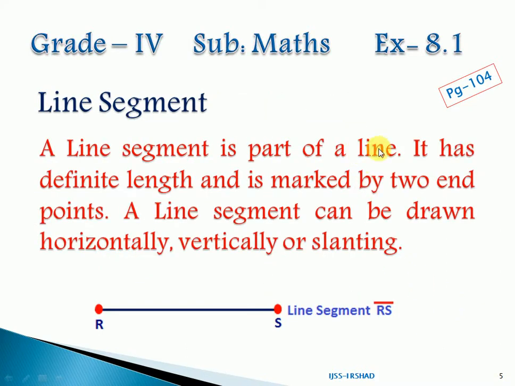Then what is a line segment? I told you a line segment is a part of a line. It has a definite length and is marked by two end points. A line segment can be drawn horizontally, vertically, or slanting. This is the symbol of a line segment. You can write both end points as capital letters, and on top you can draw a line.